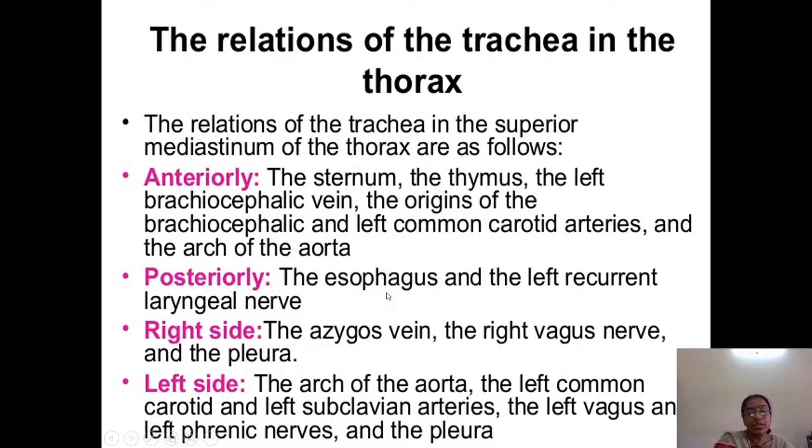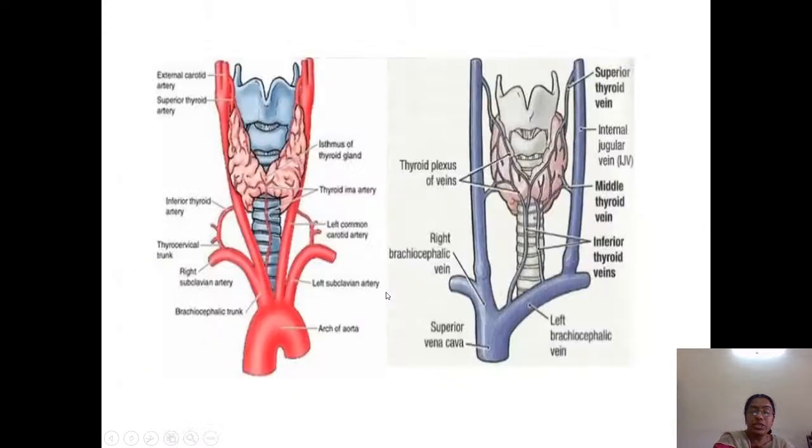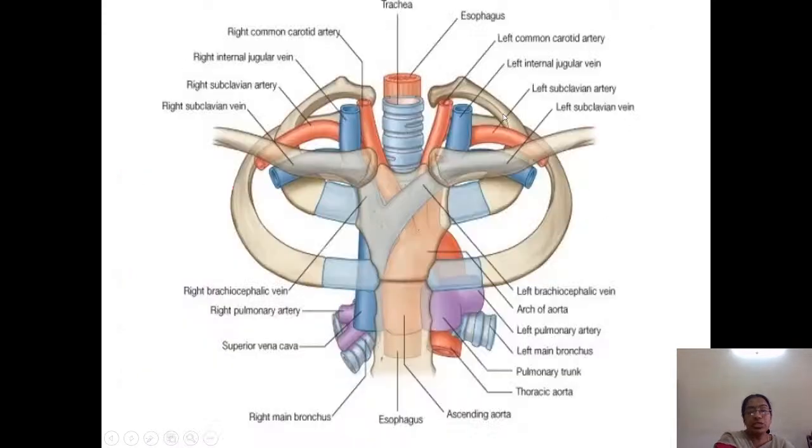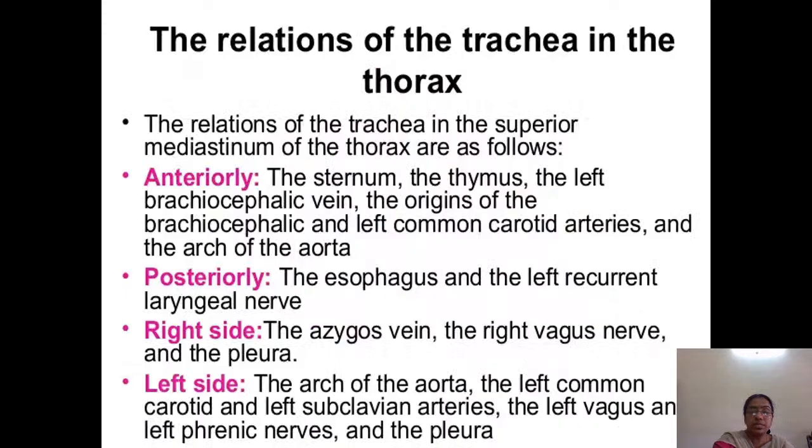Posteriorly is the esophagus and the left recurrent laryngeal nerve. In the neck also, posteriorly was the left recurrent laryngeal nerve. In the same way in the thorax also it is the esophagus with the left recurrent laryngeal nerve, which is present posteriorly.